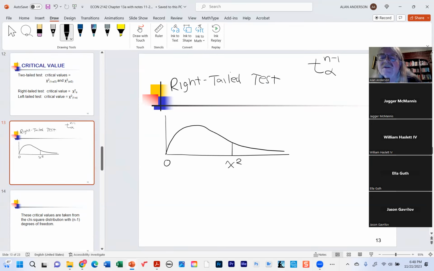Well, with the chi-square distribution, the superscript is already taken by the square too. So we have to write two things in the subscript. We usually write alpha, or whatever the tail area is here, and then we follow that with the degrees of freedom. So whatever our degrees of freedom are, we know that there's alpha in the right tail.